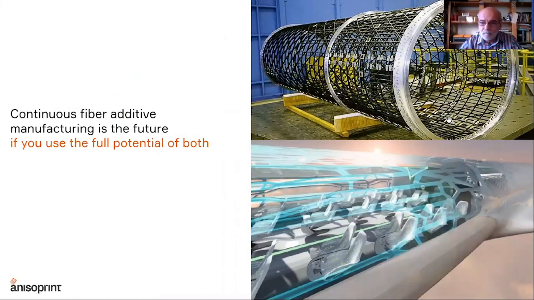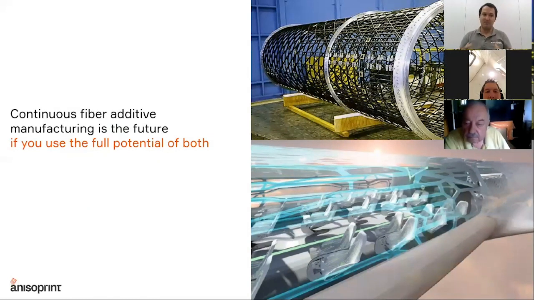Actually, lattices are very well known to be really effective designs for composites. And what you see on the top is the composite lattice satellite body that is made with filament winding.